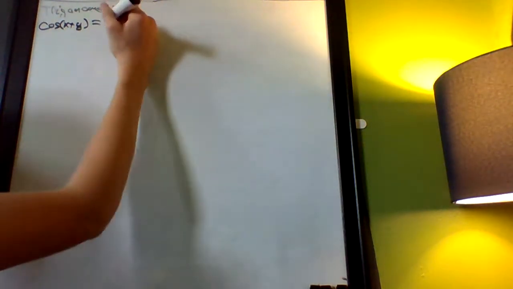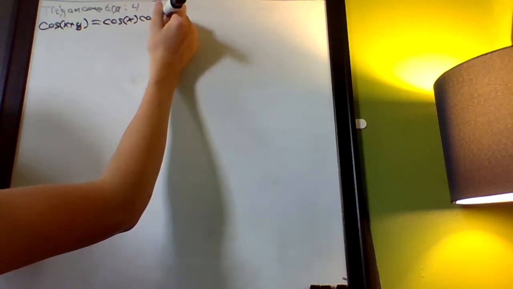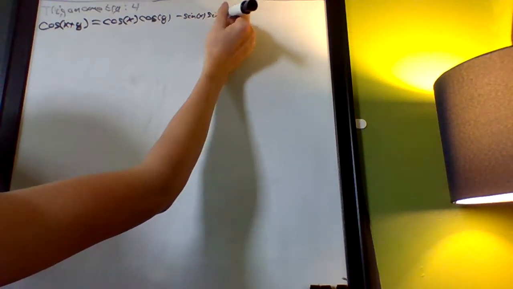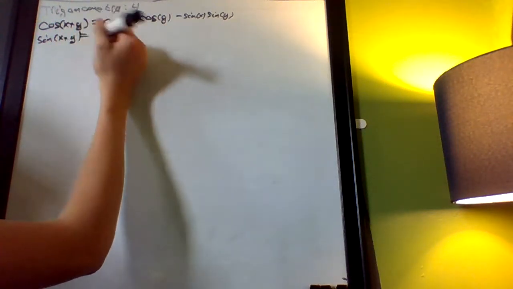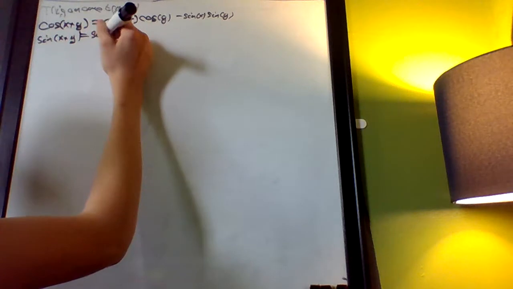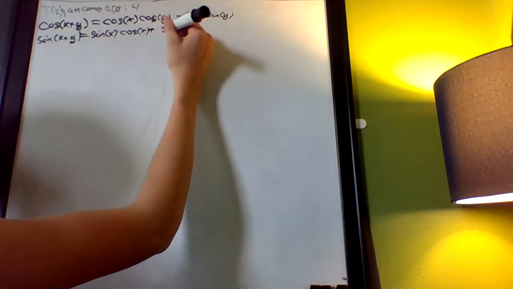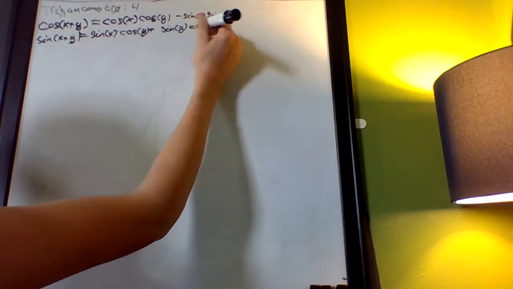Okay, so we had two equations. Cosine of x plus y is cosine of x cosine y minus sine of x sine y. And sine of x plus y is the same thing as sine of x cosine y plus sine of y cosine x. These are your equations.